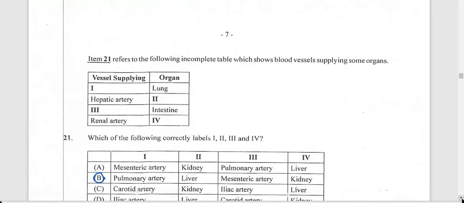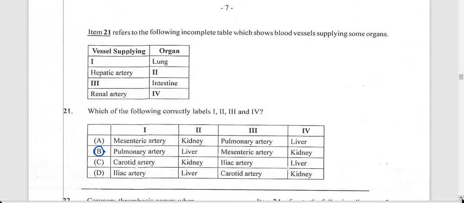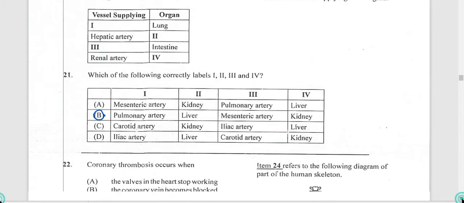It refers to the following incomplete table which shows blood vessels supplying some organs. This is another repeated question. So here we go. Which of the following correctly labels 1, 2, 3, 4? If it is to the lungs, it's going to be the pulmonary artery, as we have seen in the chart above. And then when we get down to the hepatic artery, that is going to be associated with the liver. And over to 3 there, the intestine is always going to be the mesenteric artery, and renal has to do with the kidney. So for 21, it's going to be B.